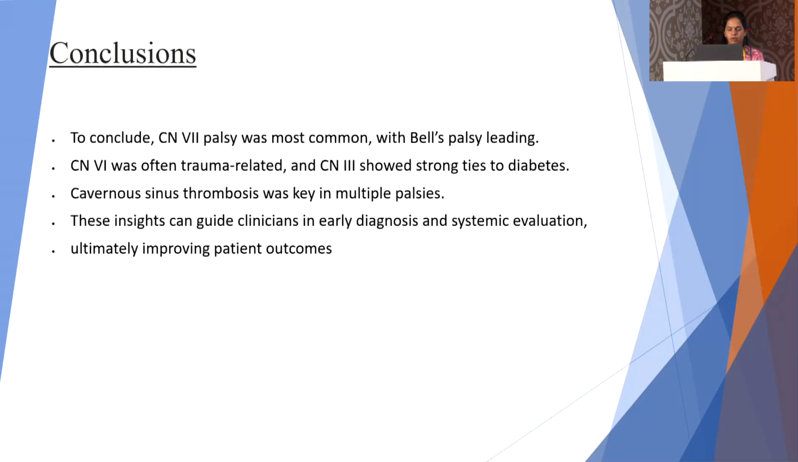So I conclude this study as: cranial nerve 7th palsy was most common, with Bell's palsy, and cranial nerve 6th was often trauma related. 3rd nerve palsy showed strong ties to diabetes. Cavernous sinus thrombosis was key in multiple palsies, and these insights can guide clinicians in early diagnosis and systemic evaluation, ultimately improving patient outcome. Thank you so much.